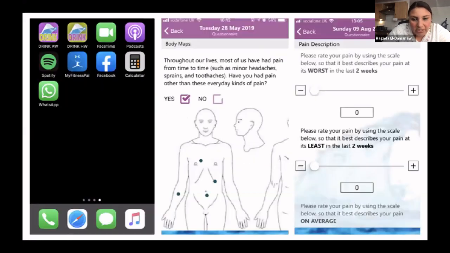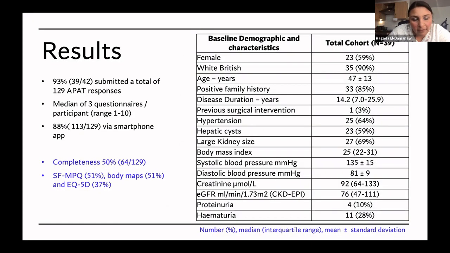So the questionnaire was administered via a smartphone app, and for those that didn't have apps or didn't have smartphones, it could be done on paper. But this was fantastic because it meant that it was more efficient in terms of data collection and extraction. In terms of the results, 93% of patients submitted 129 responses.